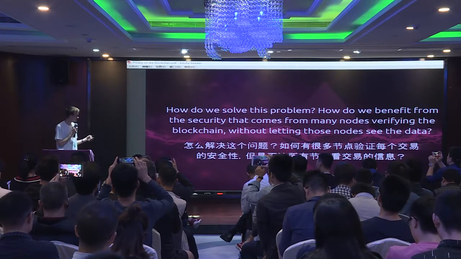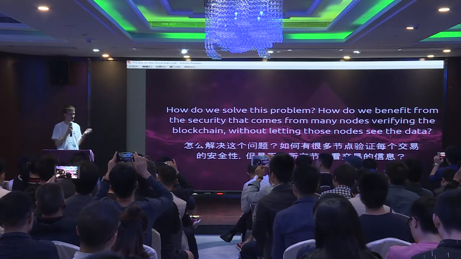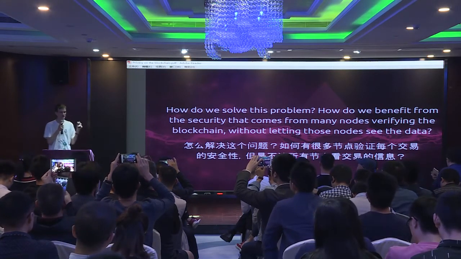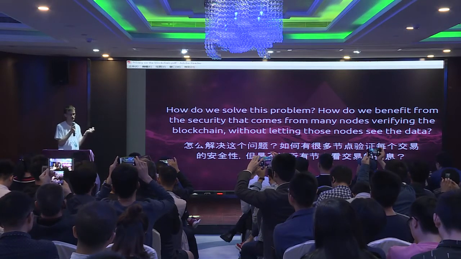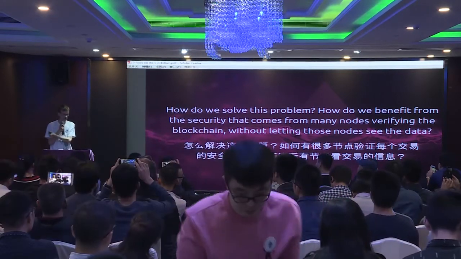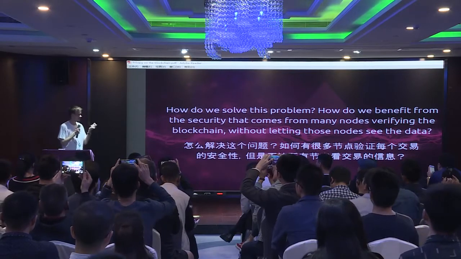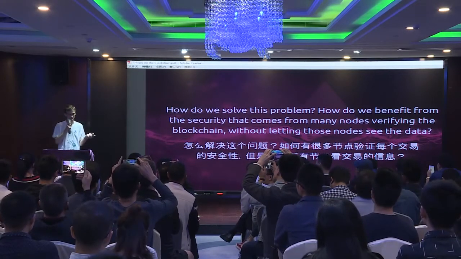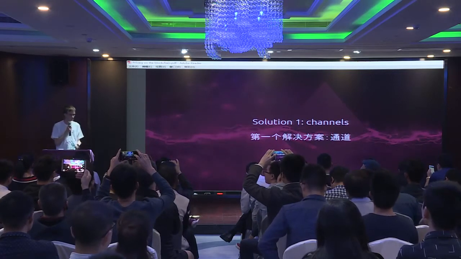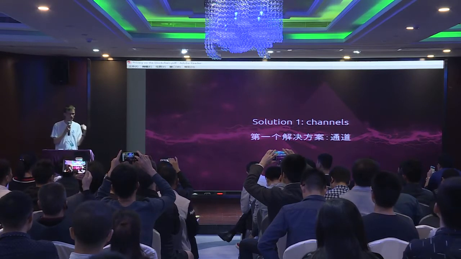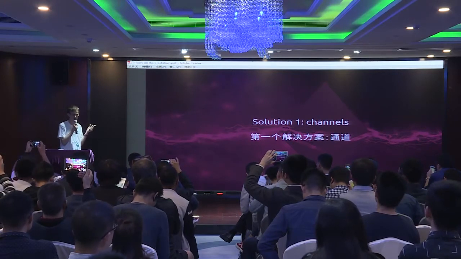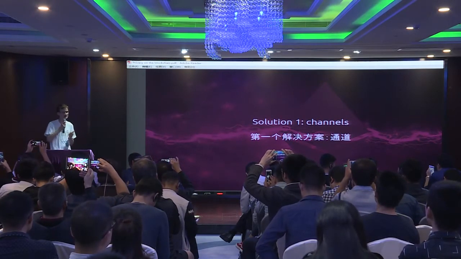Now, this is a fairly hard problem, right? It's hard to see how it's even possible to get the benefit of security from having many nodes verifying all the transactions without the privacy problems that come with every node seeing the transactions. And so, the problem is, how do we combine these? How do we get the security and the privacy at the same time? Now, there are several solutions that I am going to go through today. Some of them are fairly low-tech solutions, and some of them are fairly high-tech solutions.